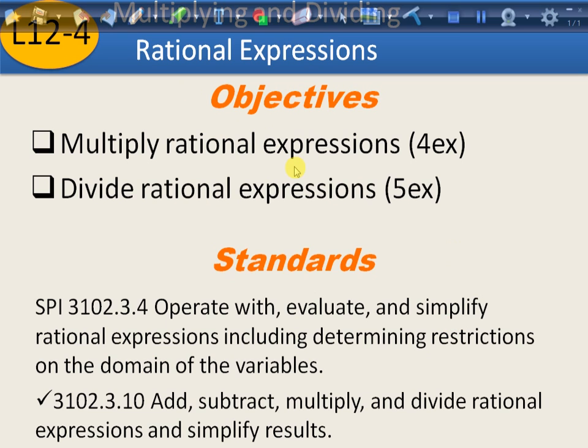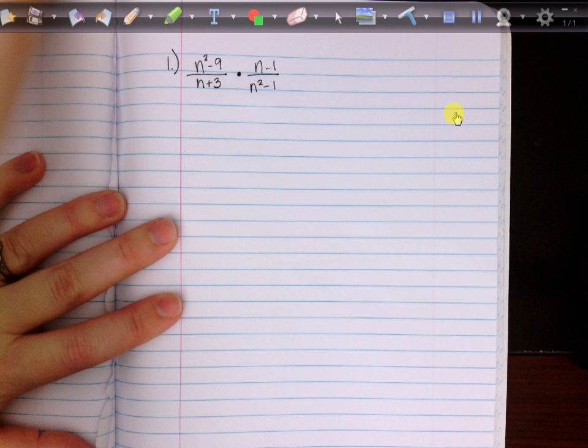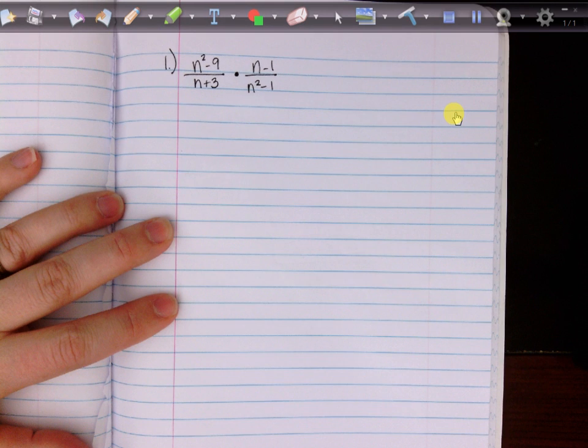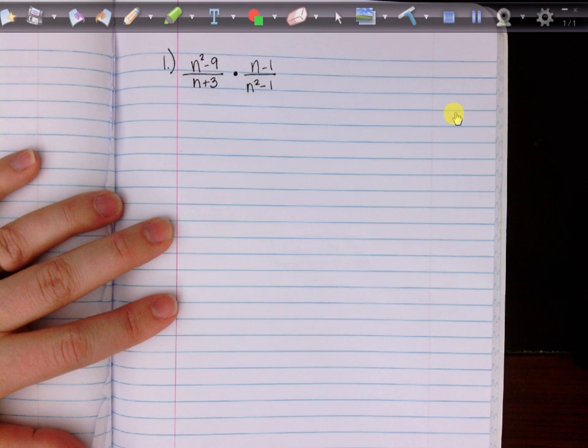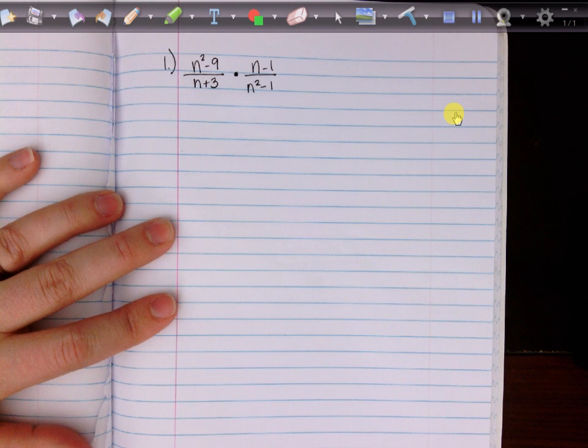Today's lesson is lesson 12-4, multiplying and dividing rational expressions. We're going to look at 3 examples multiplying rational expressions and 3 examples dividing rational expressions. All right, go ahead and get down number 1. Number 1 is n squared minus 9 over n plus 3 times n minus 1 over n squared minus 1.